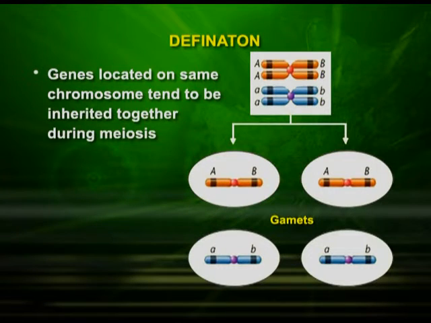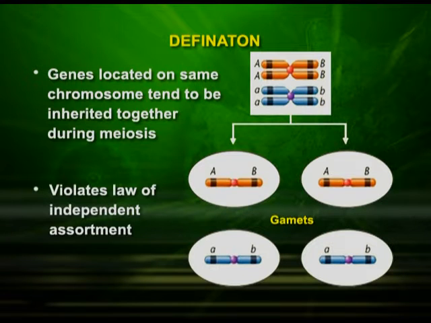In the F2 generation, the ratio obtained was 3:1 instead of 9:3:3:1. So, where were the recombinants? It was the parental type which appeared, and only one that was recessive. Now let us inquire what happened. Here we can define linkage: the genes which are located on the same chromosome tend to be inherited together during meiosis. That means it violates the law of independent assortment given by Mendel.